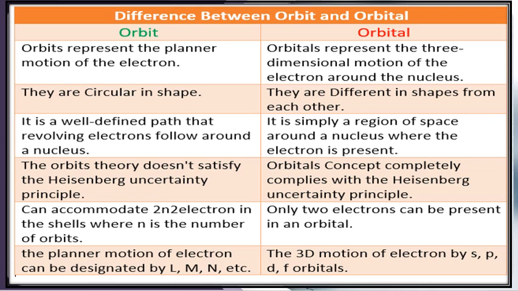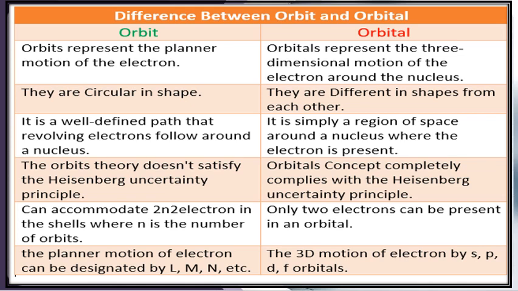The third one is, which quantum number is also called the subshell quantum number? It is given under the heading of the azimuthal quantum number. It is also in the slides, so you can take it from there. What is the difference between orbit and orbital? The orbit represents the planar motion of the electron in a fixed circular orbit, while the orbital is the representation of the three-dimensional motion of the electron around the nucleus. Orbits are circular while orbitals are differently shaped.